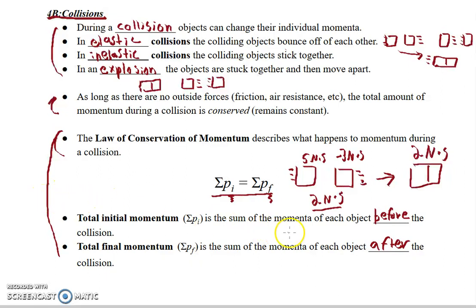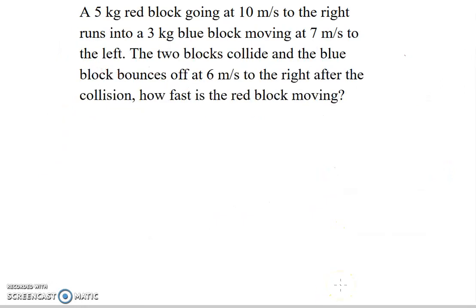Okay, we're going to see a problem out with collisions. Here we go, problem. So make sure you try to solve it out first. Even if you can just get the knowns, unknowns, write out part of it, that's going to be helpful. Instead of just seeing the solution out completely first, make sure you take an attempt. Okay, I'm going to sketch this out. So we have a 5 kilogram block, red block going at 10 meters a second to the right, runs into a 3 kilogram blue block moving at 7 meters a second to the left. The two blocks collide.